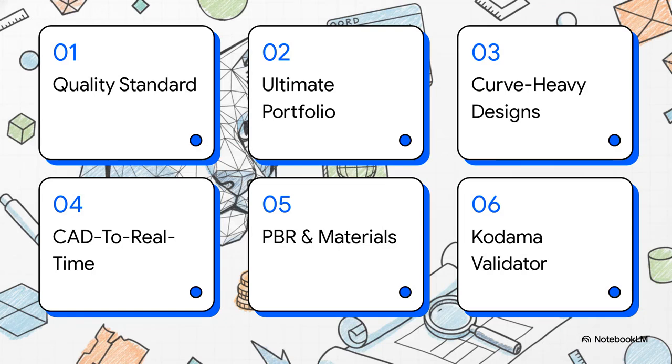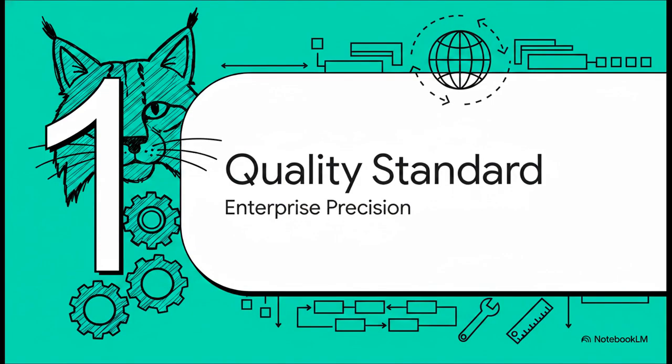Okay, so here is our roadmap for today. We're going to systematically break down the Wildcat quality standard, exactly what models you need for the ultimate portfolio, how to master those curve-heavy designs, CAD to real-time workflows, PBR materials, and finally, how to defeat the Kodama Validator plugin. Let's kick things off with the Wildcat quality standard.